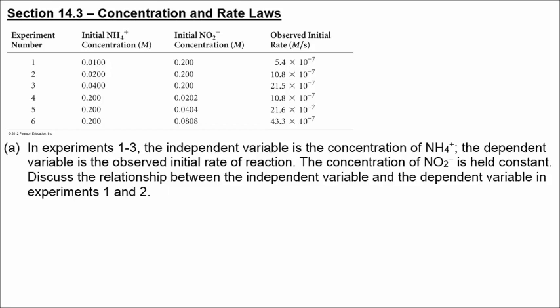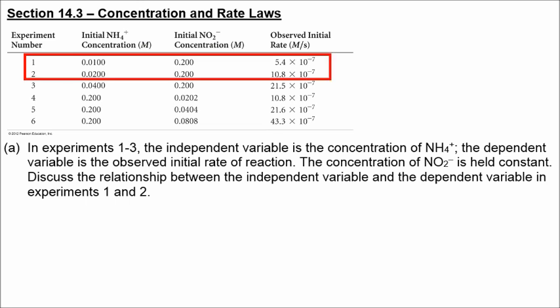We're looking at a table which shows initial concentration of ammonium and initial concentration of nitrite, and then we have the observed initial rate in units of molarity per second. In experiments 1 through 3, the independent variable is the concentration of the ammonium. So what's being held constant is the concentration of nitrite at 0.2 moles per liter. So the relationship between the independent variable and the dependent variable, reaction rate, is the following.